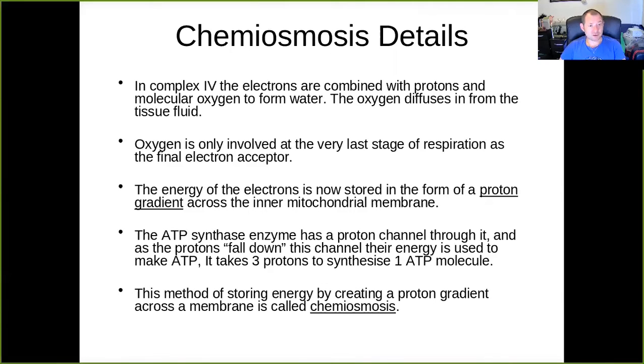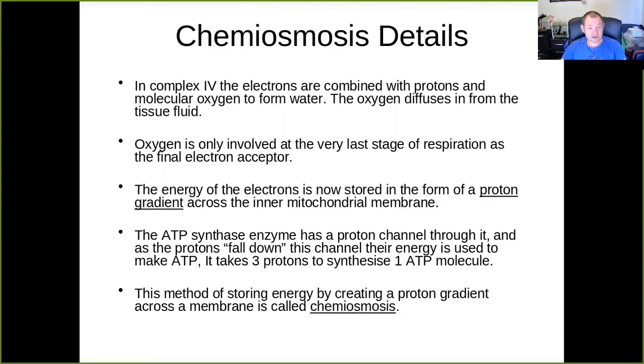So details: in complex 4, the electrons are combined with protons and molecular oxygen to form water. The oxygen diffuses in from the tissue fluid. Oxygen is only involved at the very last stage of respiration as the final electron acceptor. The energy of the electrons is now stored in the form of a proton gradient across the inner mitochondrial membrane. The ATP synthase enzyme has a proton channel through it, and as the protons fall down this channel, the energy is used to make ATP.